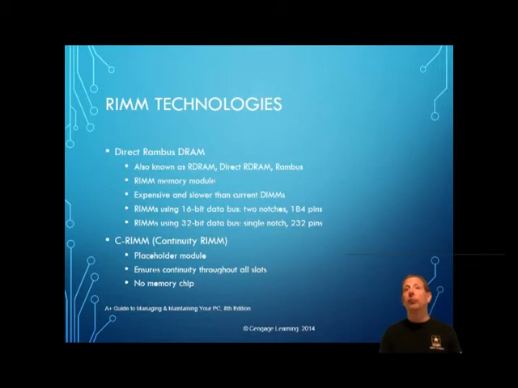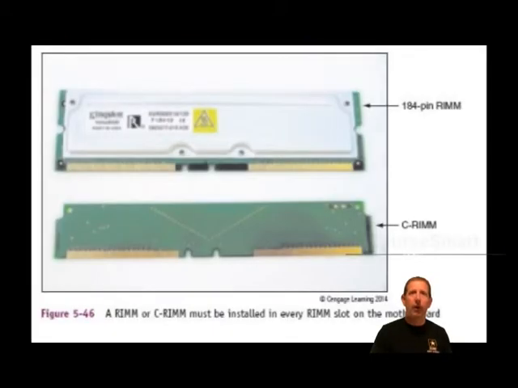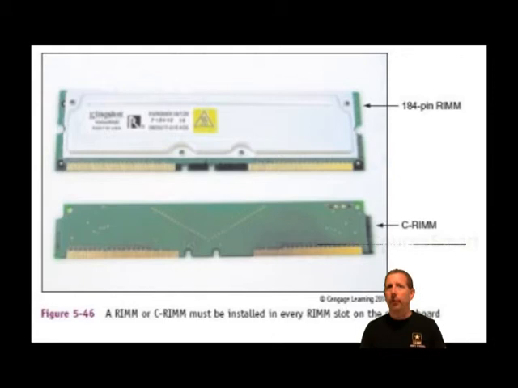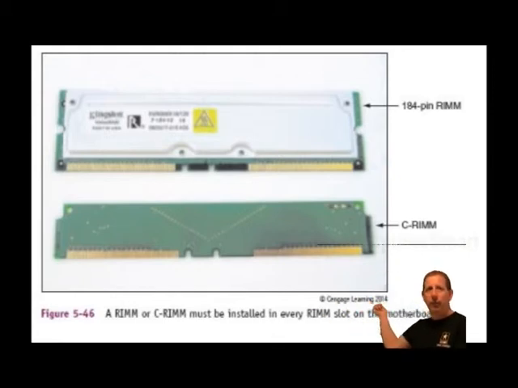Now, with RIMs, each memory slot on the motherboard must be filled to maintain what we call continuity throughout all the slots. So if a slot does not hold a RIM, then it has to hold something called a placeholder module, called a CRIM or a continuity RIM, to ensure continuity through all the slots. The CRIM contains no memory chips, and the CRIM is shown here behind me.